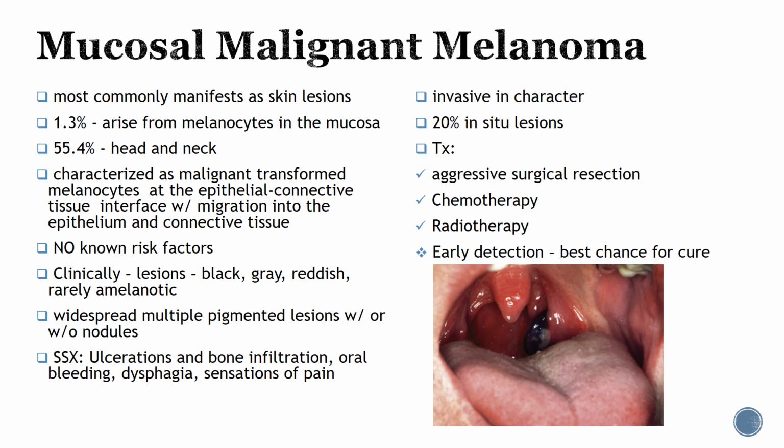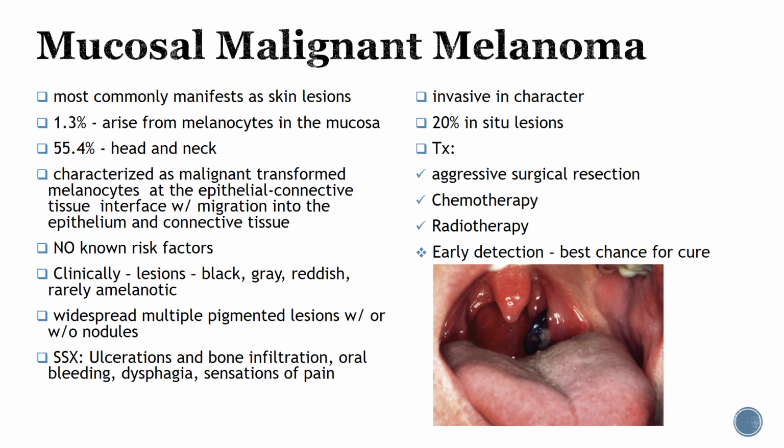There are no known risk factors for mucosal malignant melanoma of the head and neck. Clinically, lesions can present as black, gray, or reddish. They are rarely amelanotic. They typically consist of widespread, multiple pigmented lesions with or without nodules. Ulcerations and bone infiltration are common, and oral bleeding, dysphagia, and sensations of pain can occur as symptoms before diagnosis. Mucosal malignant melanoma is usually diagnosed at an advanced stage, and most tumors have an invasive character. However, 20% are in situ lesions.